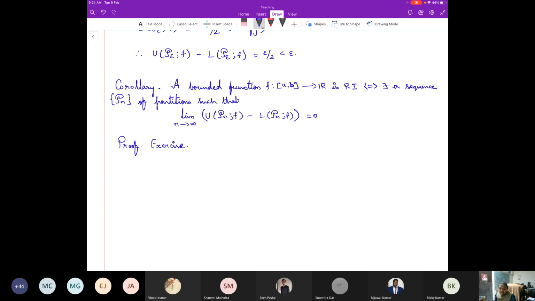Sir, I'm just leaving it as an exercise. Sir, how do we get that partition? What is the intuition behind that partition? Which partition? 1 by 2 minus epsilon by 4, that.